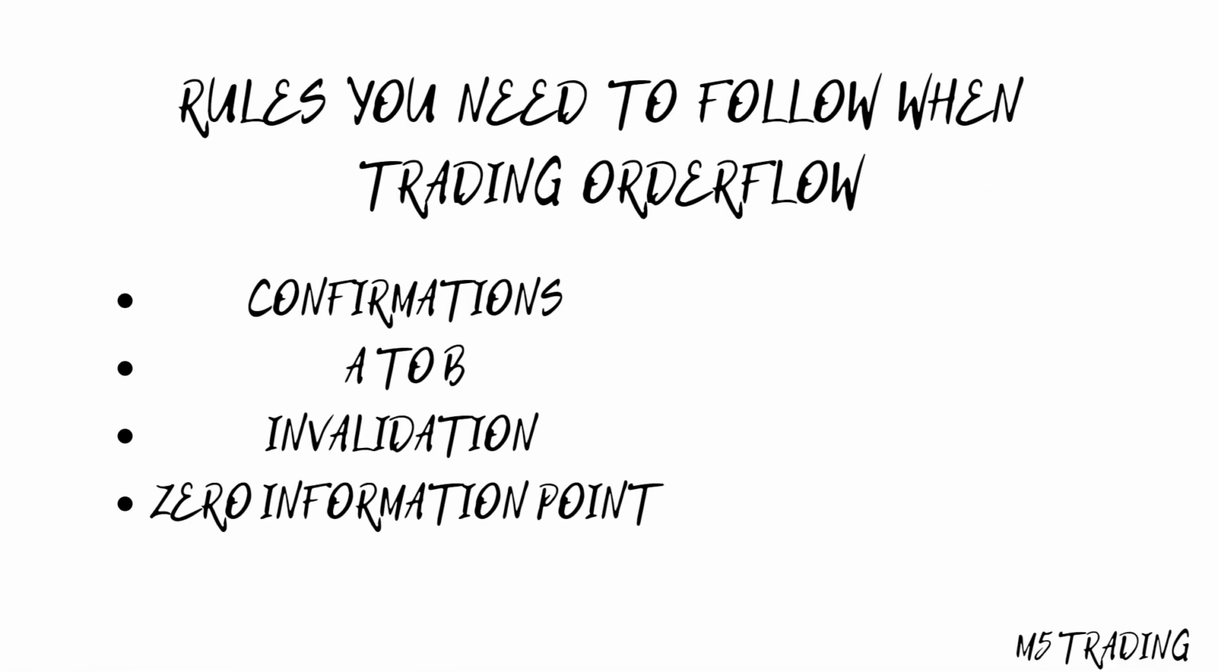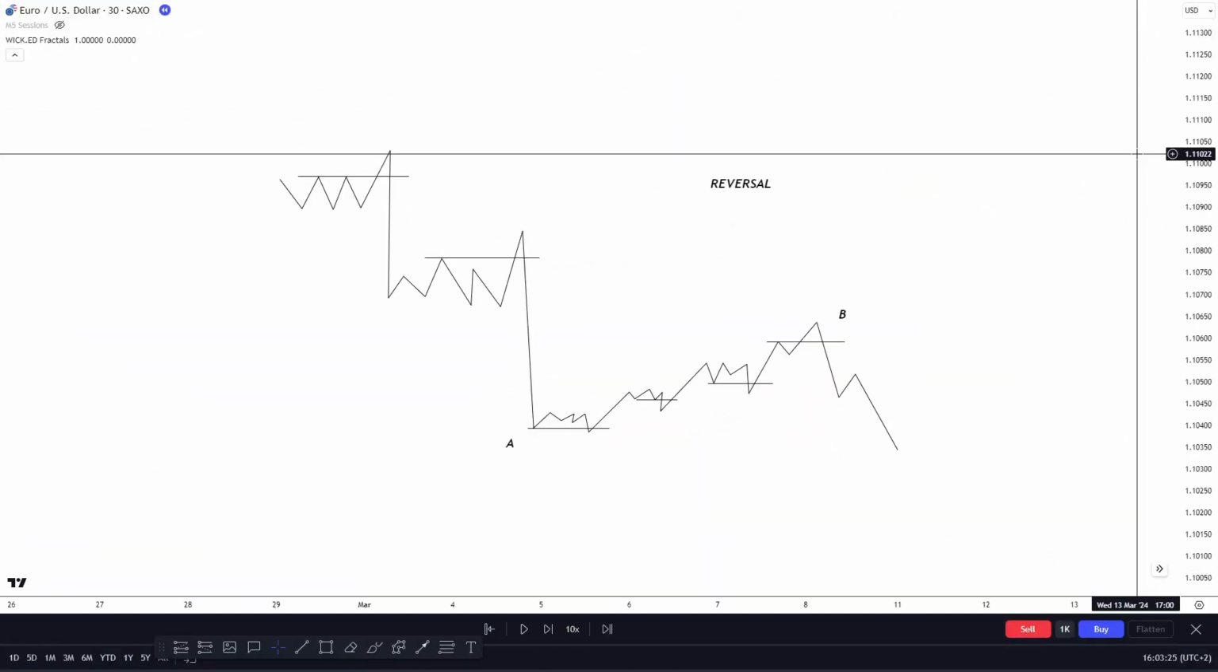Third rule that you have to follow when you're trading order flow is the invalidation rule. Invalidation rule is a rule that invalidates your order flow or makes it irrelevant. Personally, I have 2 types of invalidation, and right now I'll show you all of them. First type is named reversal.